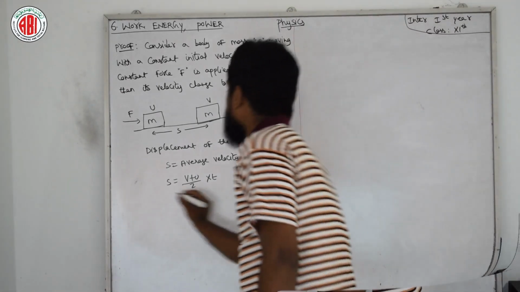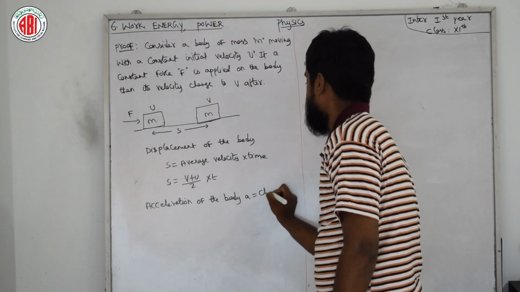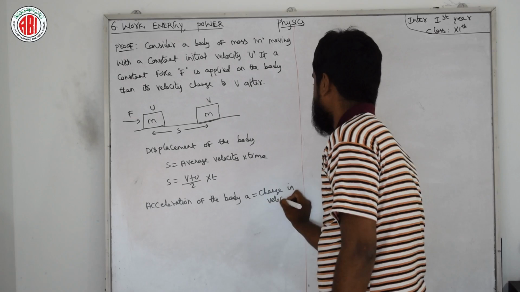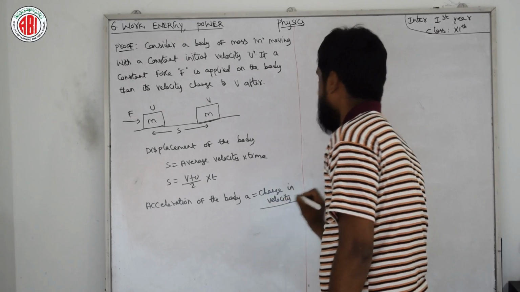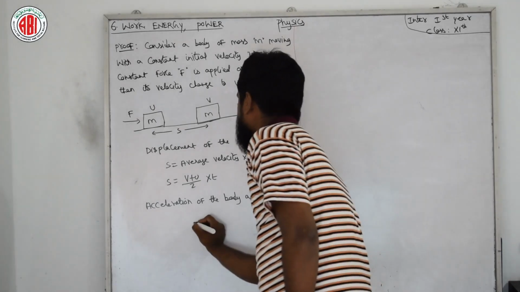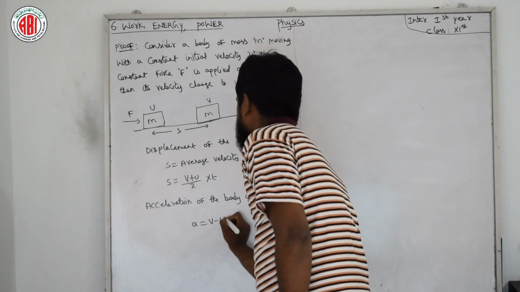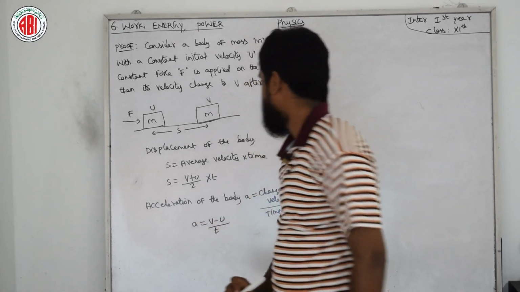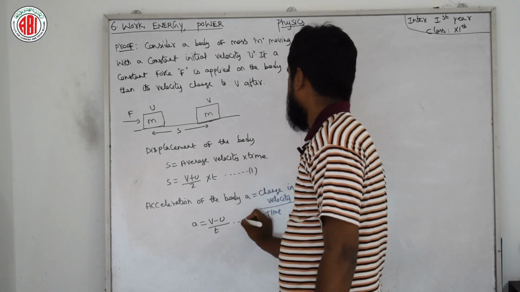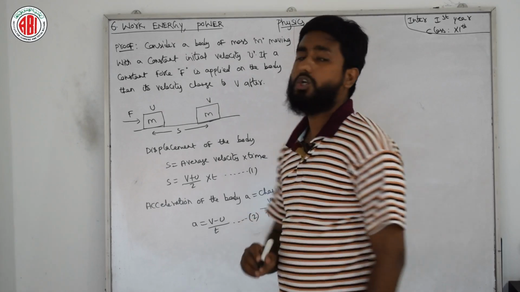Now acceleration of the body, a is equal to change in velocity divided by time. So a is equal to (v minus u) by t, isn't it? And I am giving names to these equations: equation 1 and equation 2.